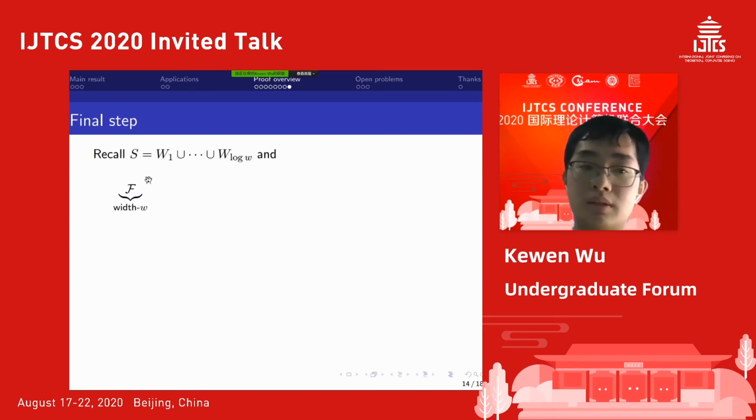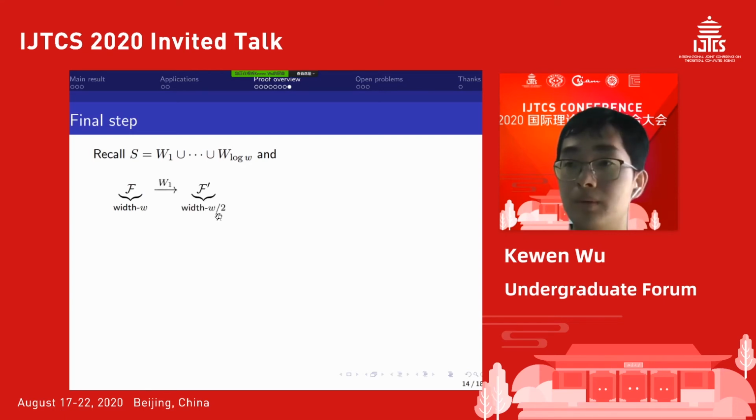So recall, the set S is a random set, and it is partitioned into W1, W2 up to W log W. So from the original width W multi-set system F, we first apply the random restriction W1 to get F prime. And this F prime is pseudo-random, and in particular, its width is at most W divided by 2. Then we apply the second random restriction W2 on F prime. Then this F2 prime is also pseudo-random by our one-step reduction, and its width goes down to W divided by 4.